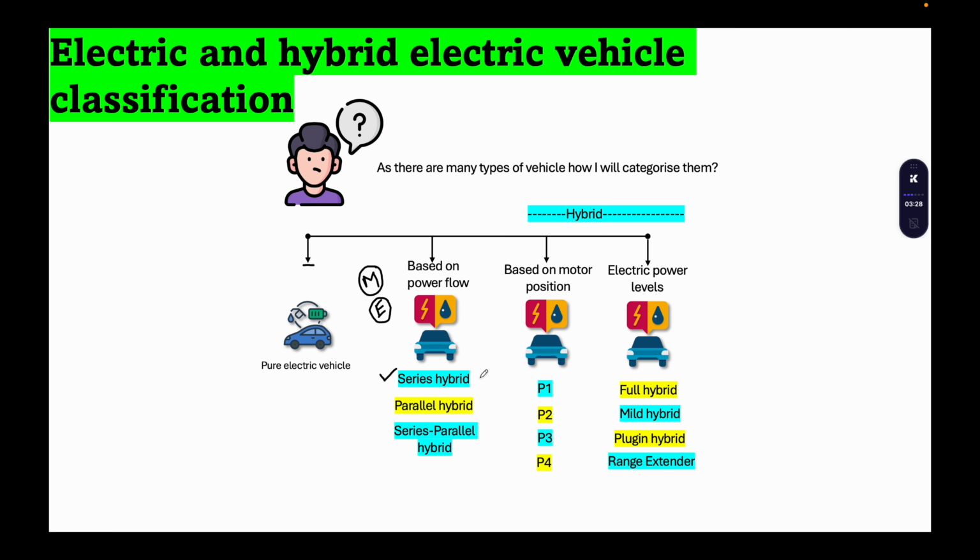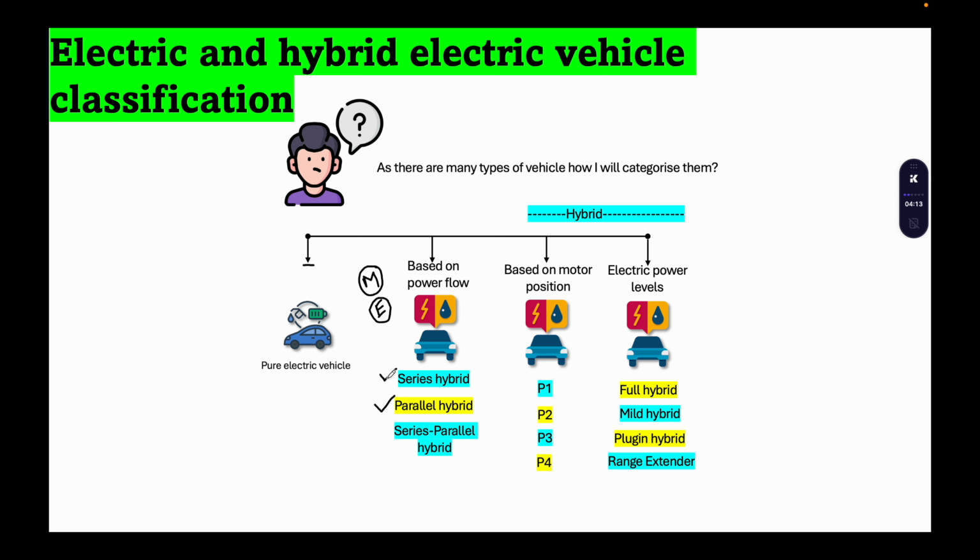The series hybrid can only run on the electric motor. The electric motor will get support from the engine, and it will always run with the electric motor. In the case of the parallel hybrid, it can run either with the electric motor or with the help of the engine. So we have two power sources here. We can use both power sources together, or we can use one at a time. If you want to use the motor, then use the motor. If you want to use only the engine, then use the engine.